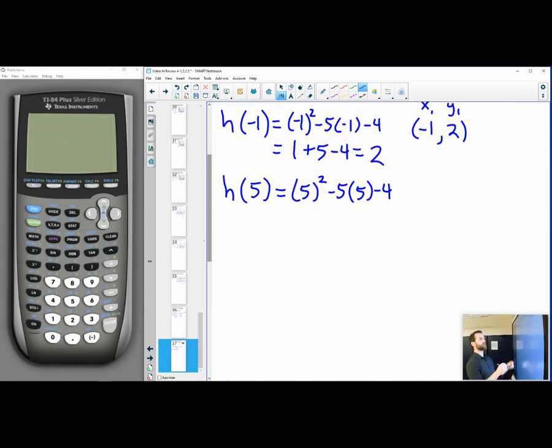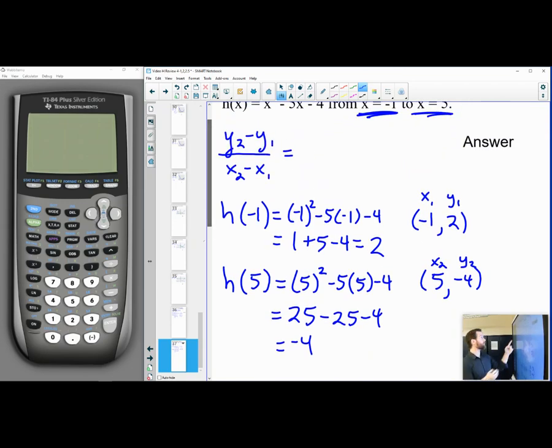Scroll down, so we have some more space to work. 5 squared is 25, minus 5 times 5 is 25, minus 4. So 25 take away 25 is 0, minus 4, so we just get negative 4. Which makes the second point: the x value is 5, and the y value is negative 4. So I'm going to make that my x2 and y2. Now we scroll up and just take those numbers and plug them into our slope formula.